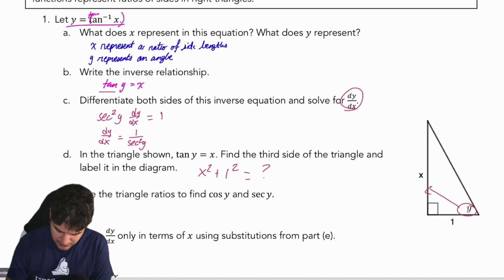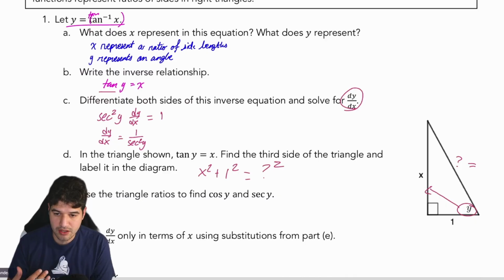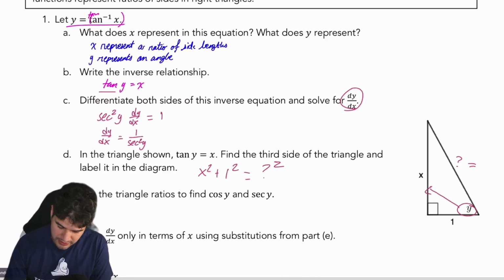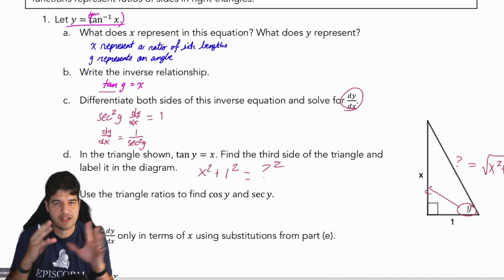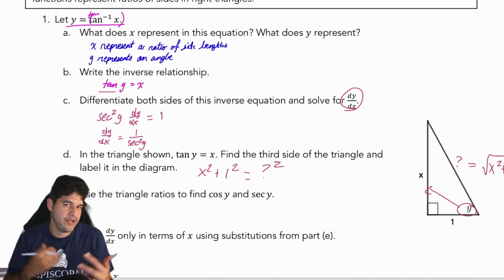So what is this question mark equal to? Well, that is just going to be squared. So if I take the square root of this, this is going to be the square root of x squared plus 1. And that's just the Pythagorean theorem at its finest, right? So very intuitive. We know, okay, we have all these squares.